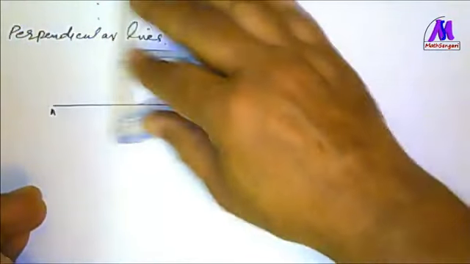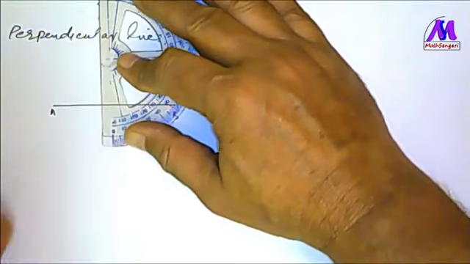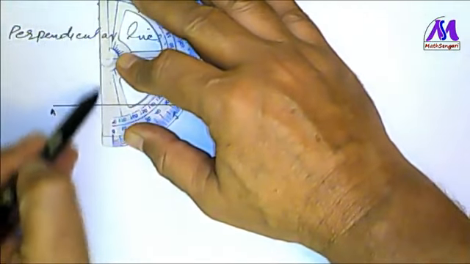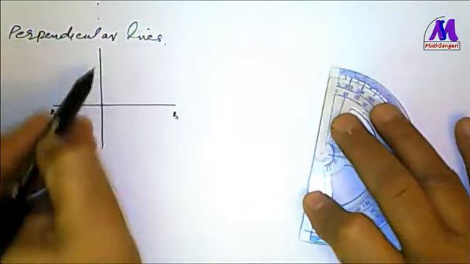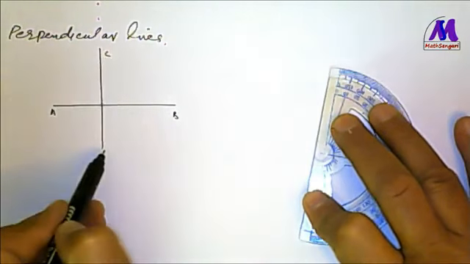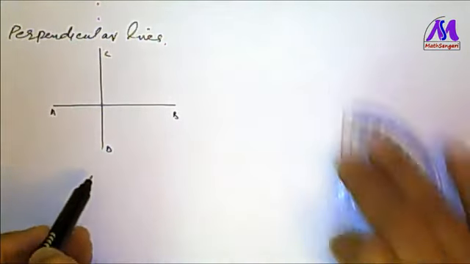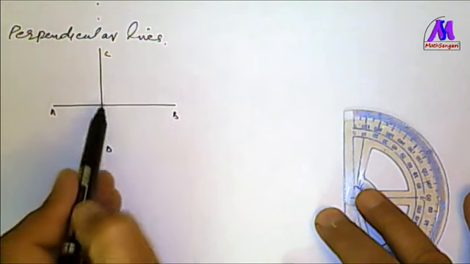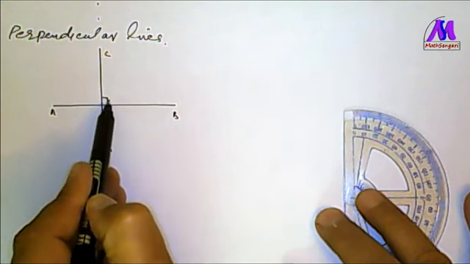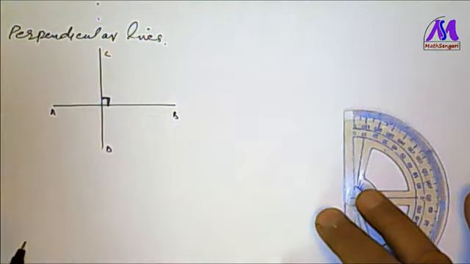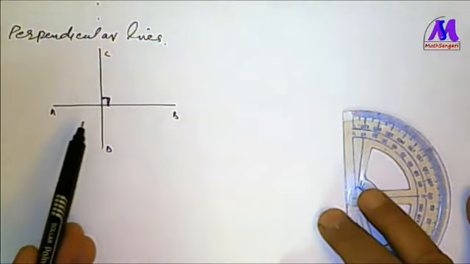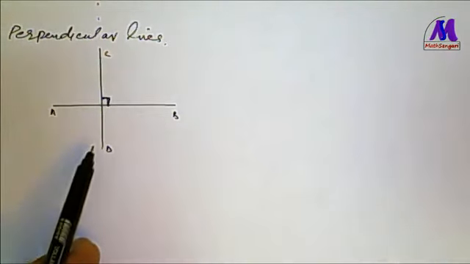Then it will become just like this one. So suppose this line is CD, another line. They intersect each other at an angle of 90 degrees, making an angle of 90 degrees. Then such a type of line is called a perpendicular line.